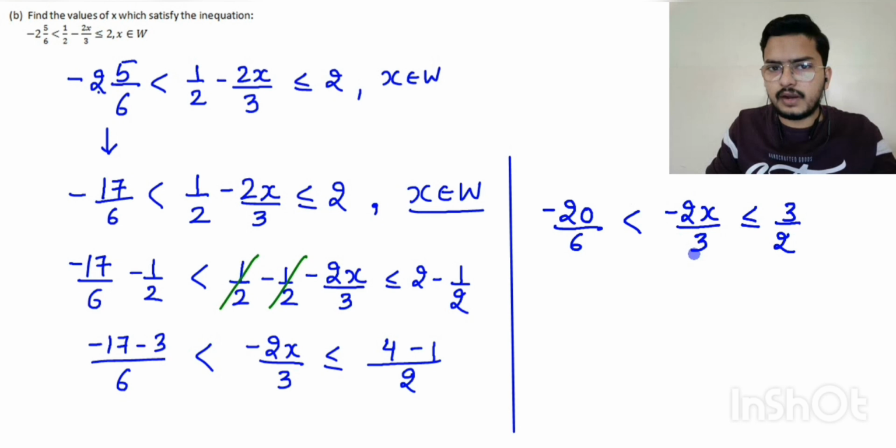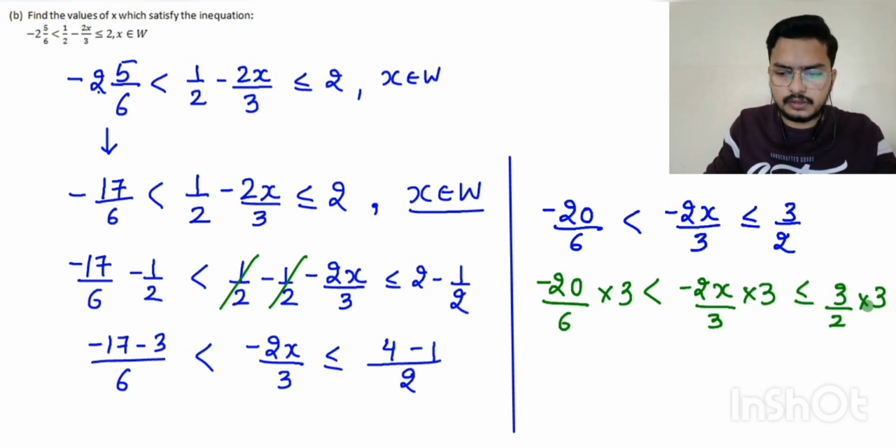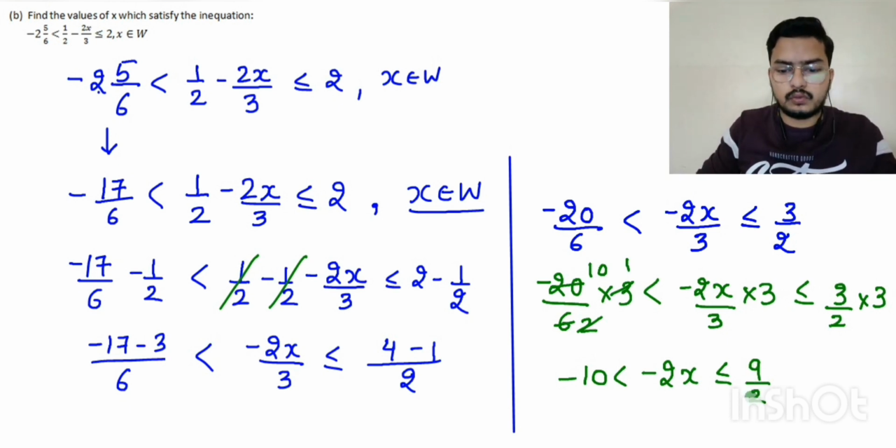Because 3 is in division, we can remove it by multiplying, right? So we have to multiply by 3 in each and every part, just like this. Multiply by 3, again 2x by 3, and less equal 3 by 2 multiplied by 3. So you will get what? Just cancel the 3s, and that is 10. So that is minus 10, less this is minus 2x, less equal that is 9 by 2, right? So that is what we are getting right now.